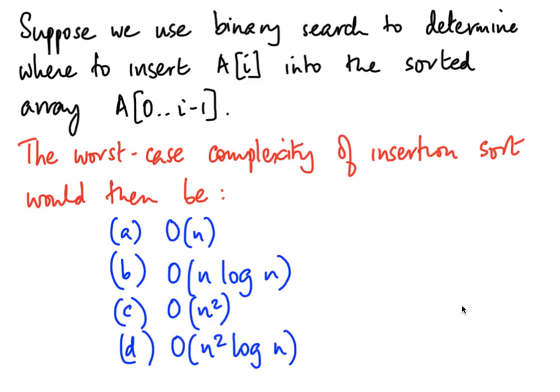In this case, what would the worst case complexity of insertion sort be? A O n, B O n log n, C O n squared, or D O n squared log n?